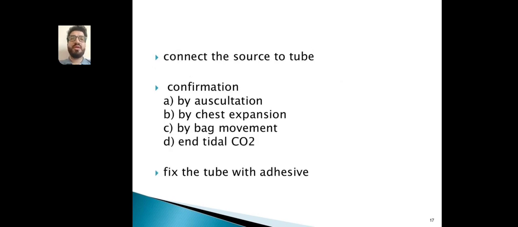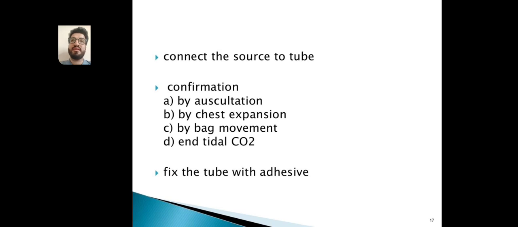So once we are inside the trachea and we have confirmed that the tube is in proper place, we connect the tube to the source. After that, we can ventilate the patient. For the purpose of confirmation, we can use certain methods like auscultation. It is a process in which we use a stethoscope to hear the breath sounds, and also we can confirm the tube placement by chest expansion.